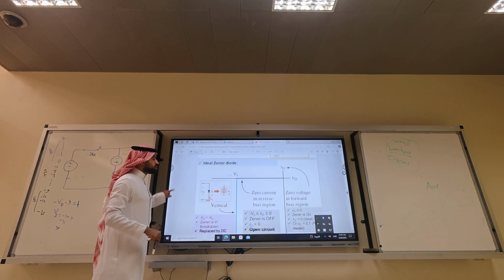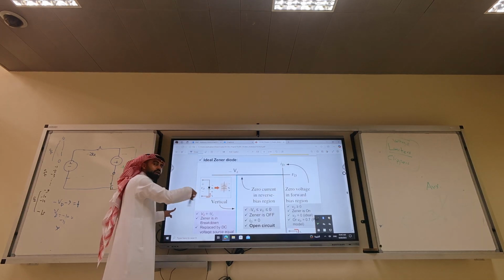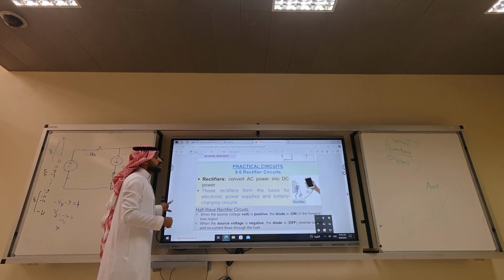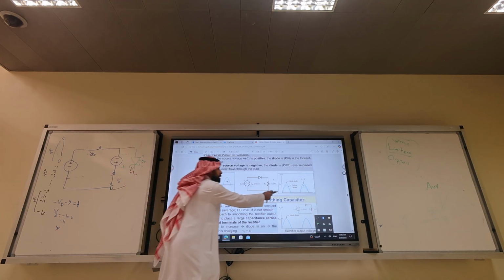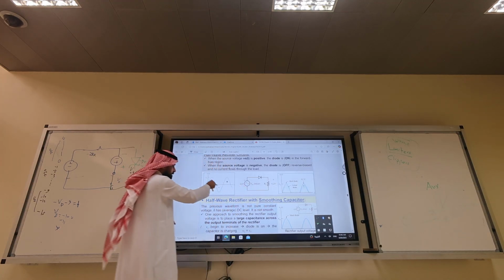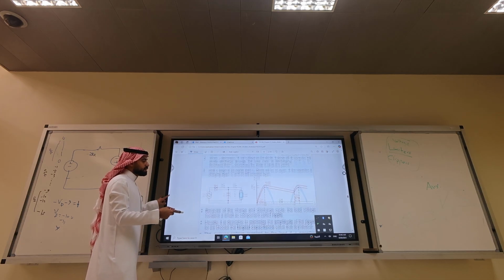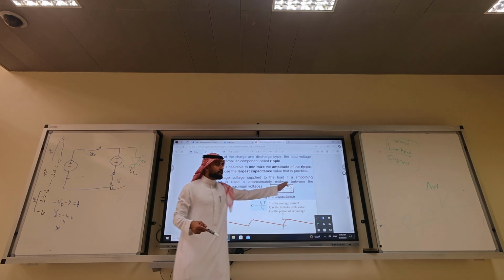I also reminded you about the zener diode model, and we love to operate the zener where? At the reverse breakdown. I reminded you about the half-wave rectifier. In the half-wave rectifier, we got rid of the negative signal, and then we added a smoothing capacitor. And then the equations to calculate the output from the ripple.